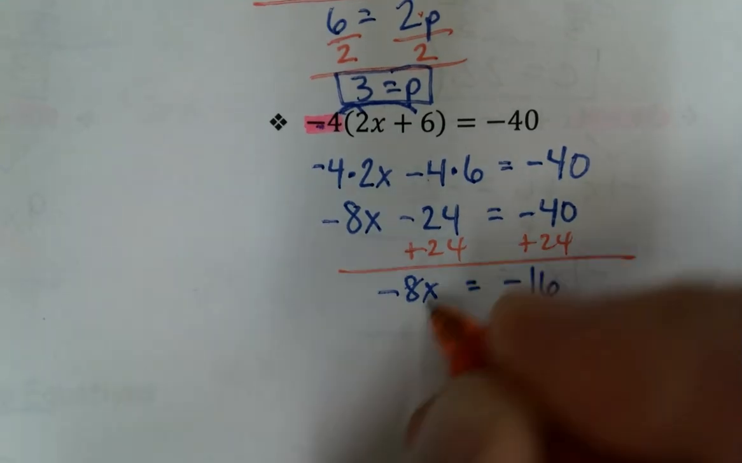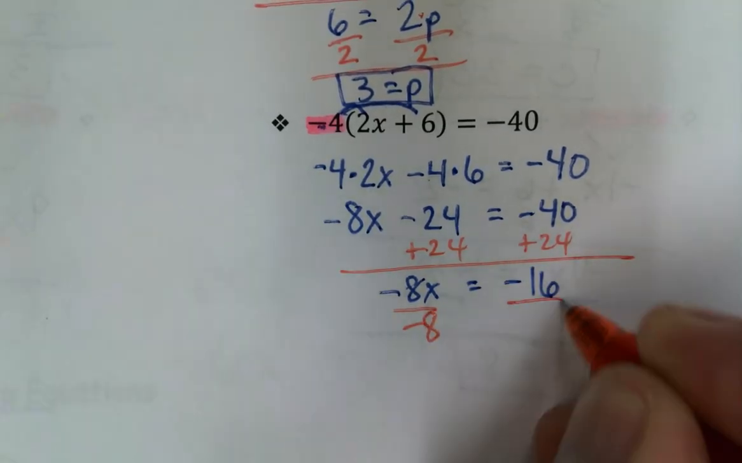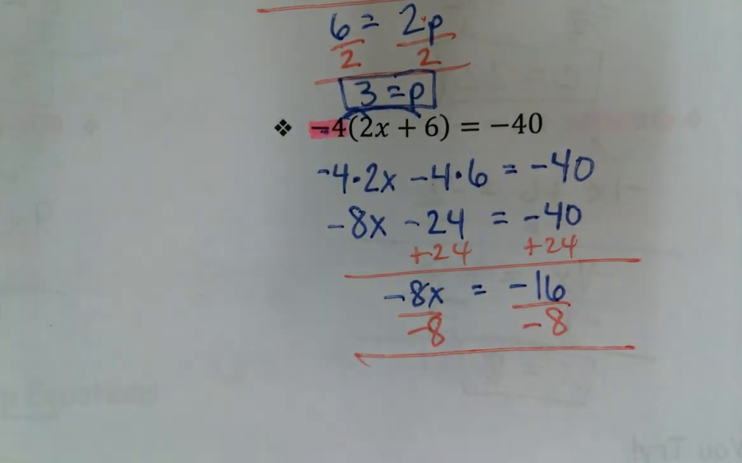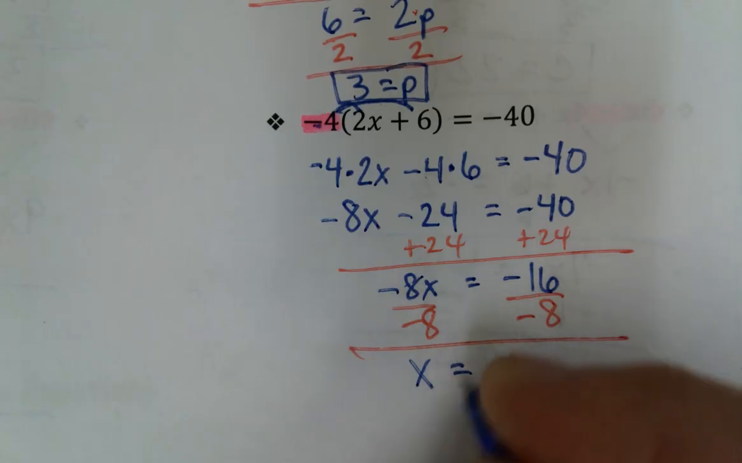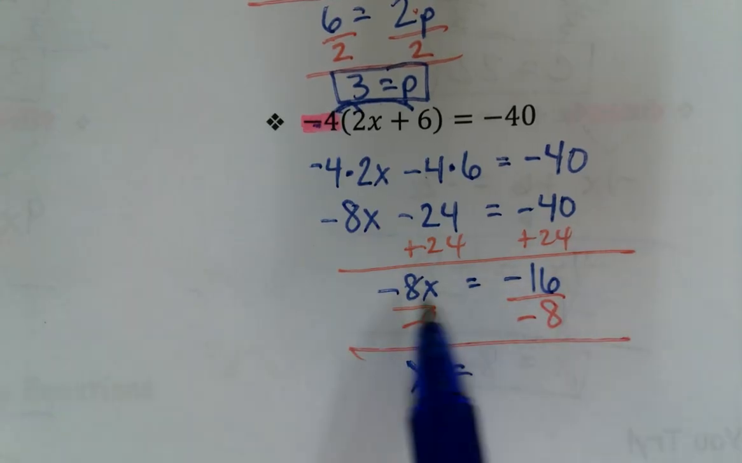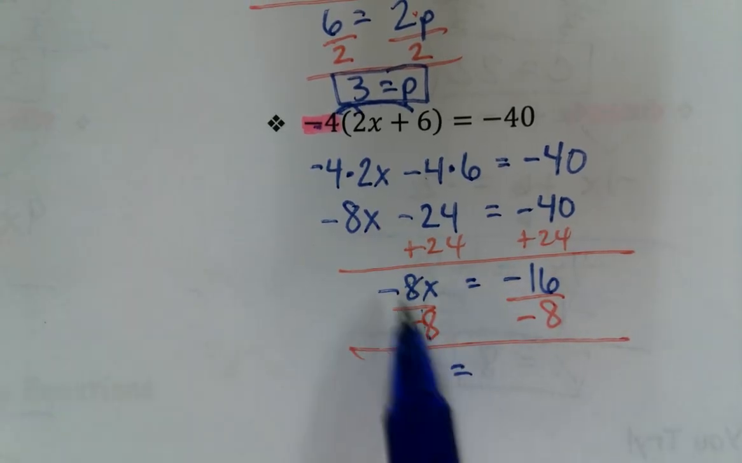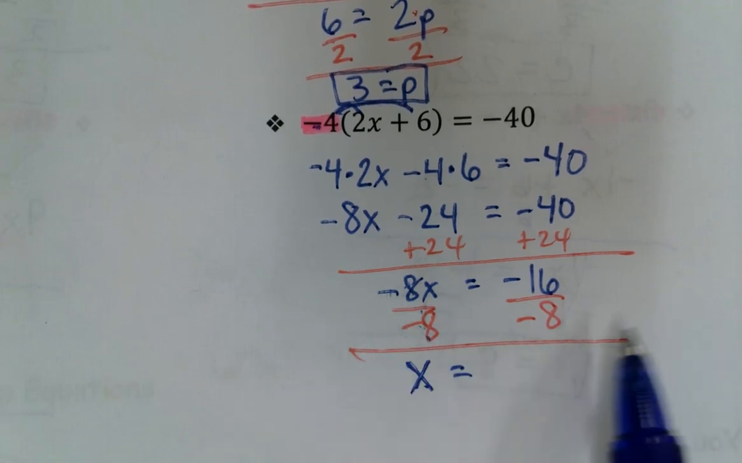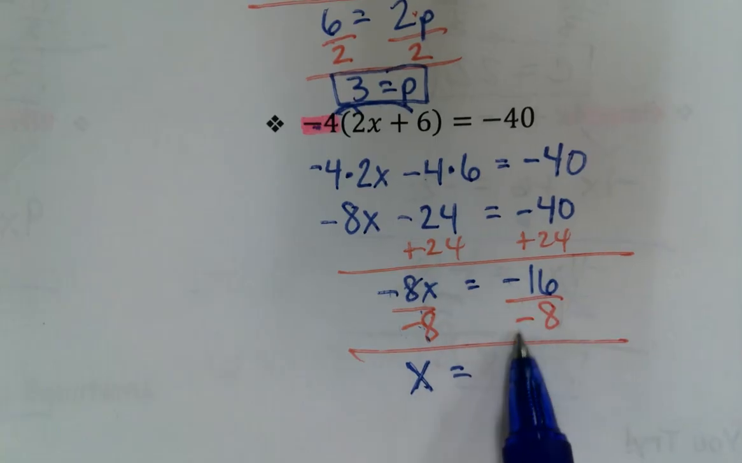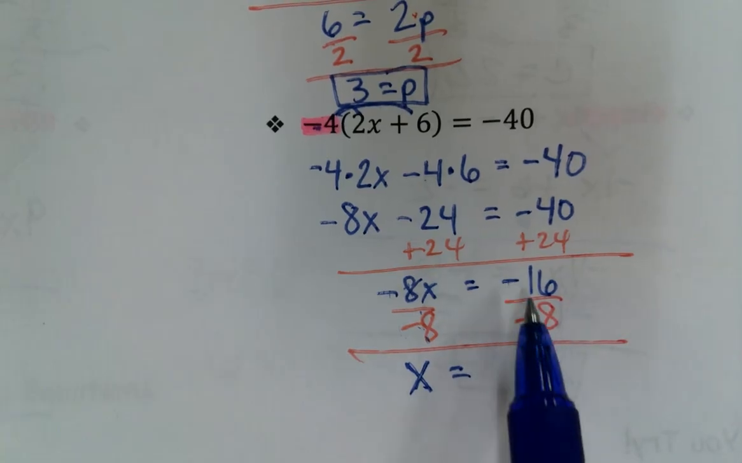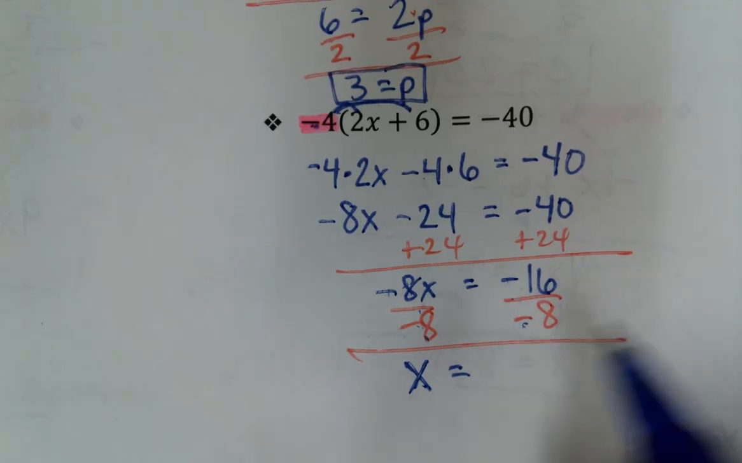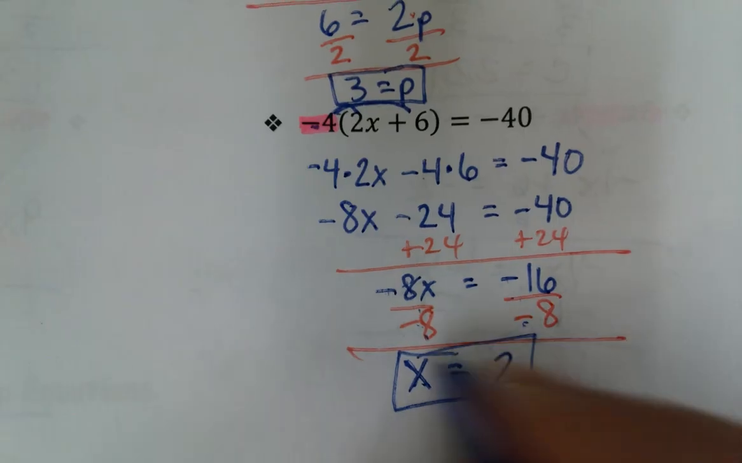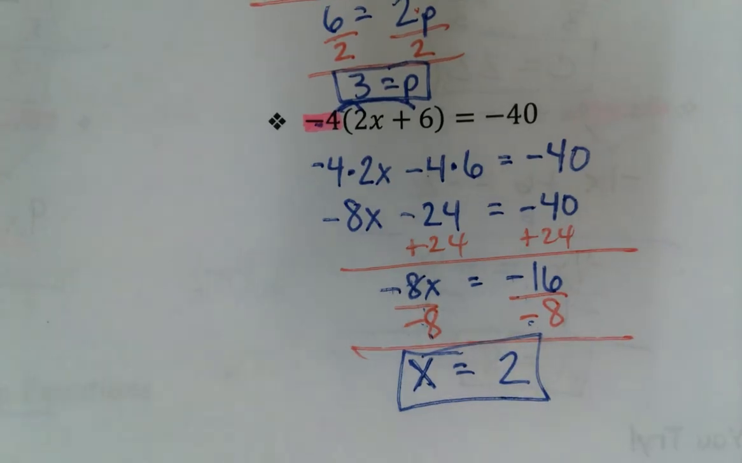And now to finish solving this, we're going to divide both sides by a -8. And that leaves me with just 1x over here on the left-hand side. -8 divided by a -8 is a 1. Remember, you got to take the negative with it. Don't forget the sign. And over here, -16 divided by -8. Negative divided by negative is a positive. 16 divided by 8 is 2. So we get x equals 2.